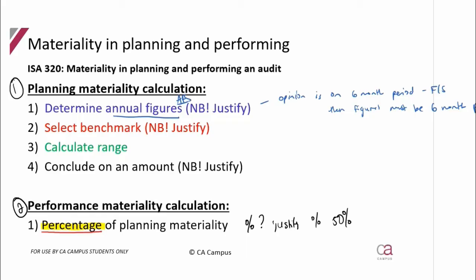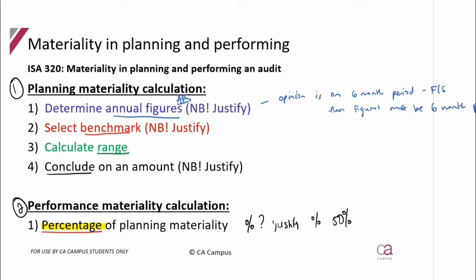What we're saying here is the calculation must be based on the figures that you are expecting to express an opinion on. Once you've determined the figures, you need to select a benchmark for your calculation. The benchmark will then give you a range that you need to use based on the specific benchmark, and then you conclude.